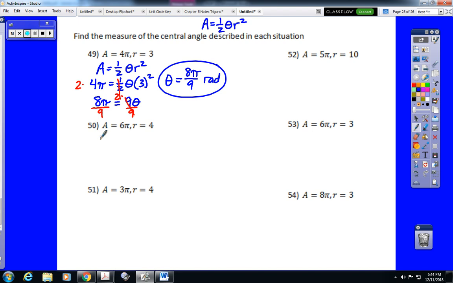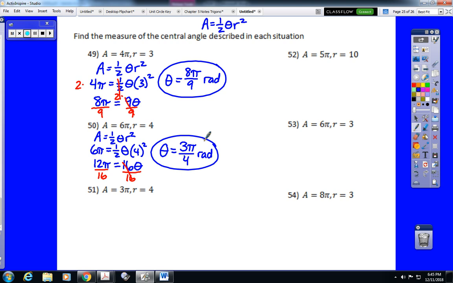Area equals 1/2 theta r squared. So that's 6 pi equals 1/2 theta times 4 squared. That would be 12 pi, because I'd multiply each side by 2, equals 16 theta. Divide by 16. And reduce. 12 pi over 16, each are divisible by 4. That would be 3 pi over 4 radians. Should pause the video and try the others on your own.